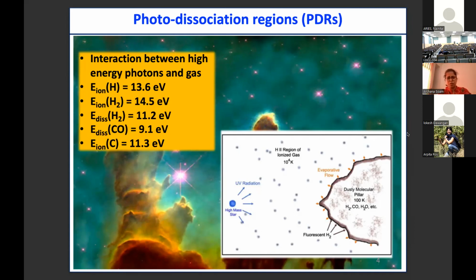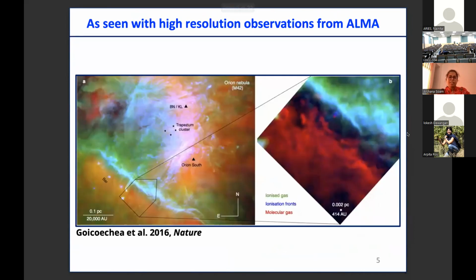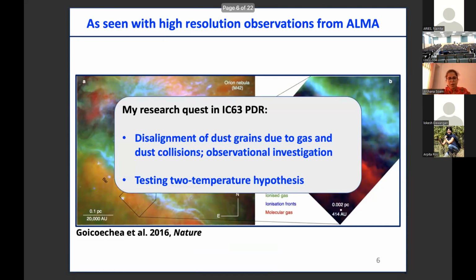Thanks to Lokesh's talk, he gave some idea on what these high mass stars do to their surroundings. This is a very high resolution observation taken with ALMA towards Orion, where the bar was seen. It was resolved for the first time with different molecular tracers, and they could see the ionized gas, the ionization front, and the molecular gas shown here in green, blue, and red colors. But my motivation is not to show these colorful pictures.